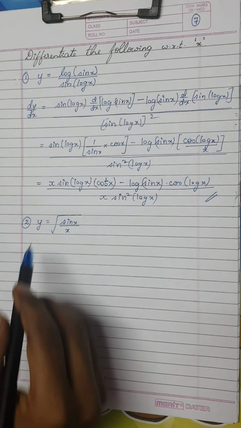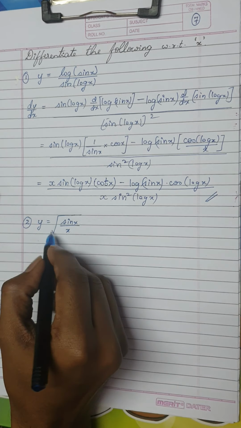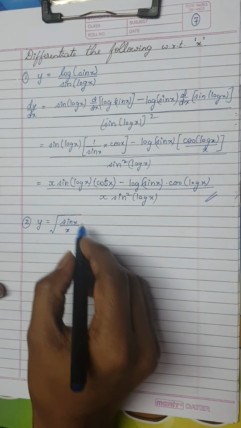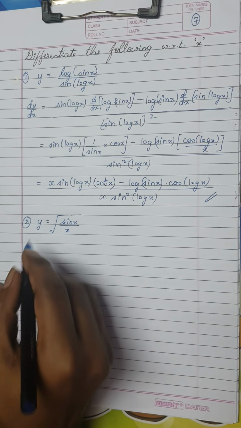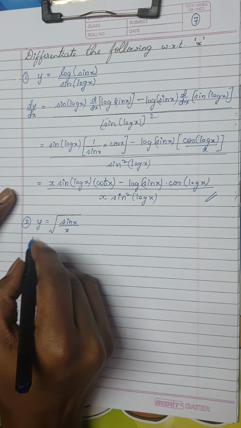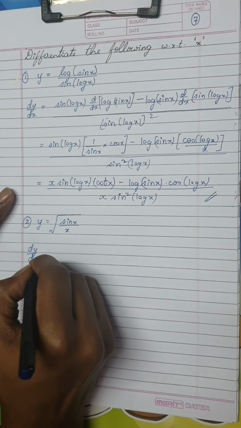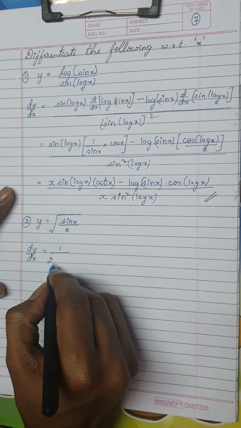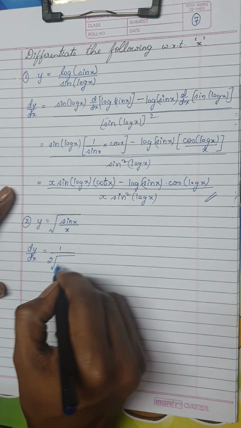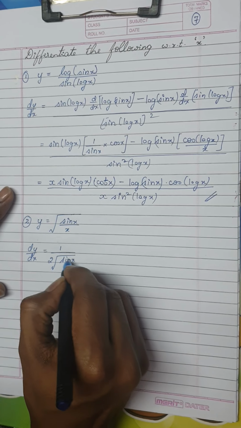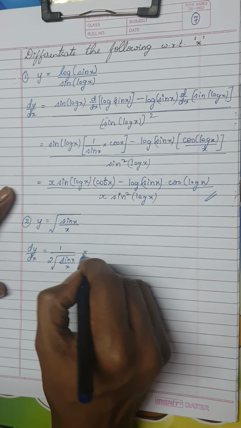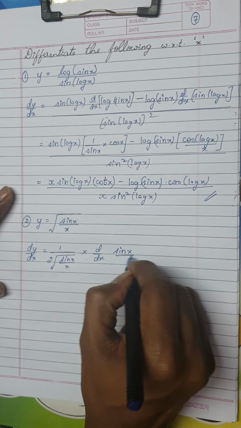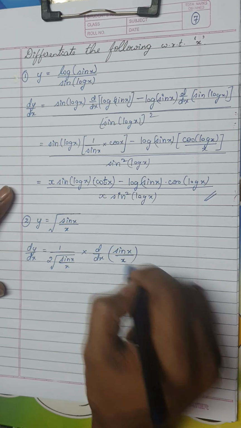Okay, so consider y is equal to root of sin x by x. Now remember, this is of the form root of f of x. Now what is the derivative of root of f of x? We know the derivative of root x is 1 by 2 root x, so that is 1 by 2 root of sin x by x, into the derivative of this function, sin x whole divided by x.